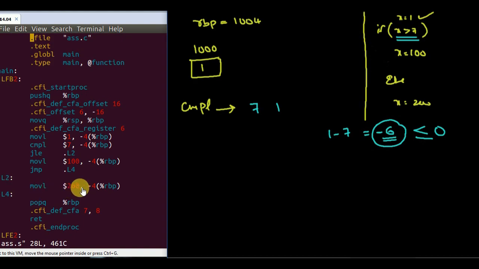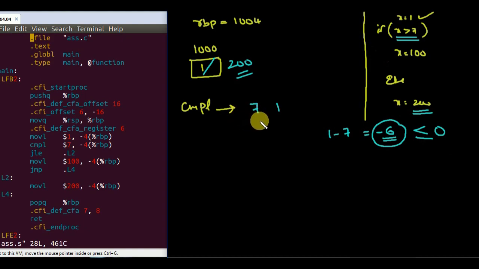In this L2 you can see that we have to move the value 200 to the location pointed by this value, which means RBP is 1004, and 1004 minus 4 is 1000. So I have to store 200 in location 1000. Now we'll check this: 1 is greater than 7, is it true or false? It's false, right? So ultimately we're storing 200. I hope you understood how this works.